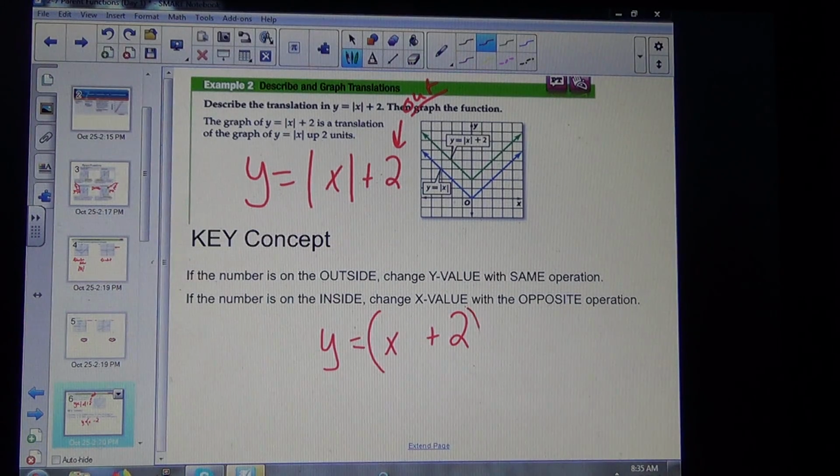This is what it looks like if it's on the inside. Notice it's inside the parenthesis. If I did the inside here, it would be y equals the absolute value of x plus 2. Notice the 2 is now inside the grouping symbols. So inside is in the inside of the grouping symbols. Outside would be not a part of those grouping symbols. Okay?